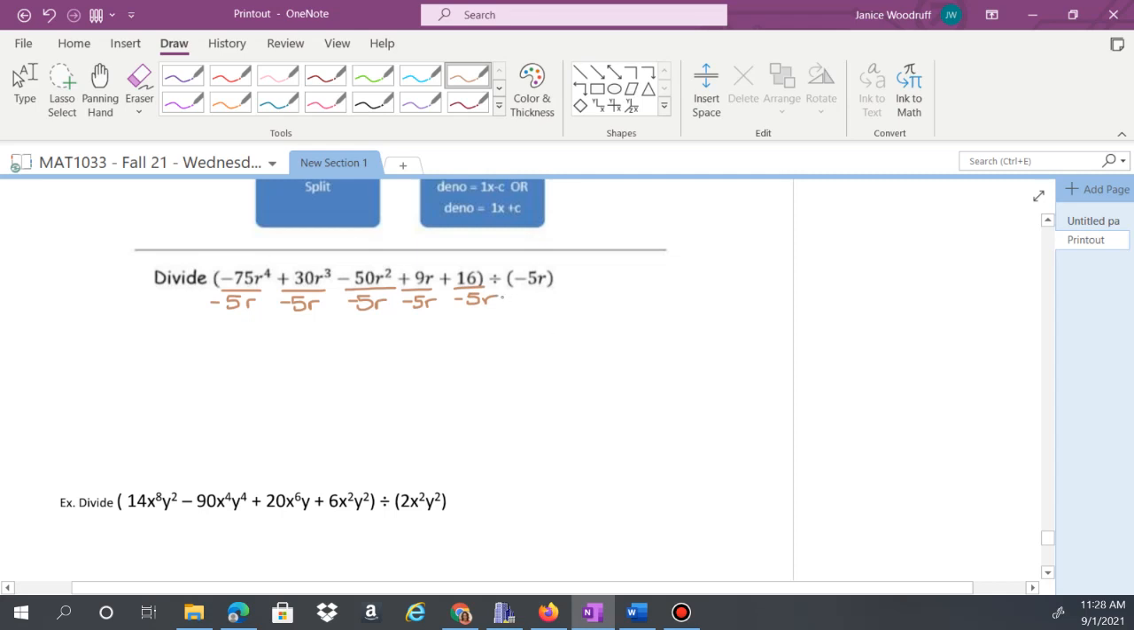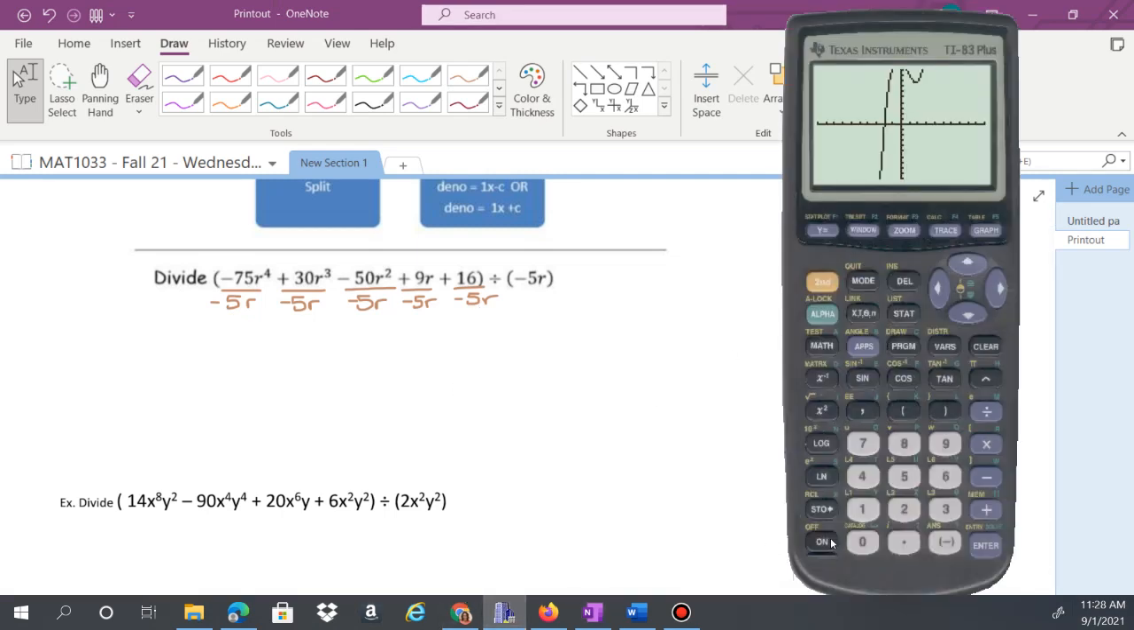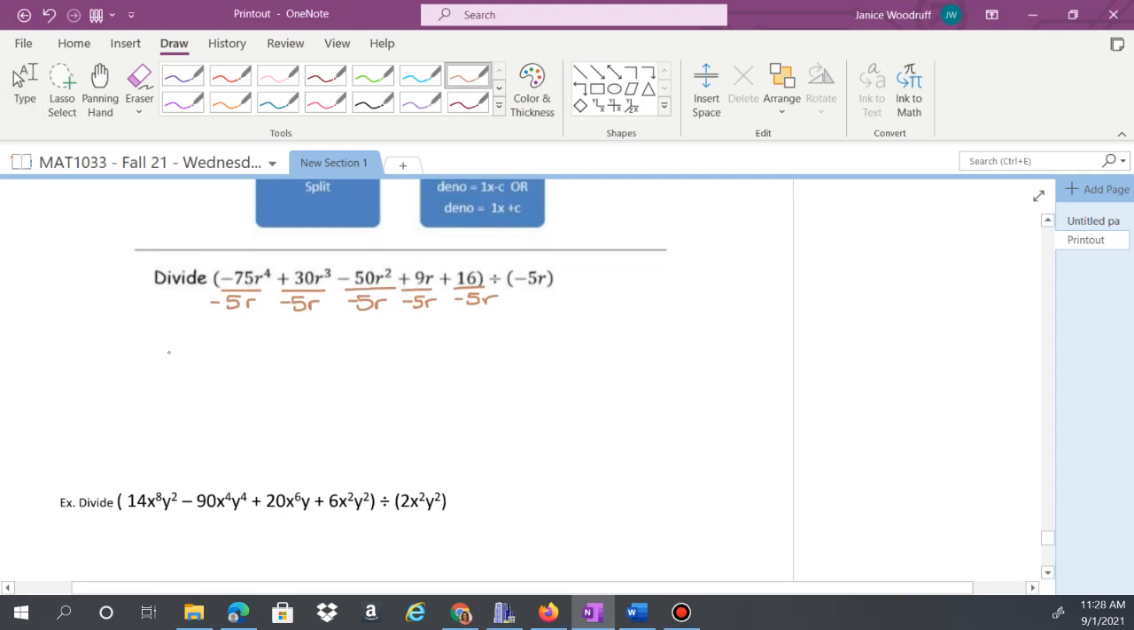Once I've done that, I'm then going to divide each of the numbers and subtract the exponents. So I'm going to first start with negative 75 divided by negative 5, which I believe is 15. And that will give me a positive 15 because negative times negative. And then for my r's, I'm subtracting. This is 4 minus 1, which will give me an r to the third.